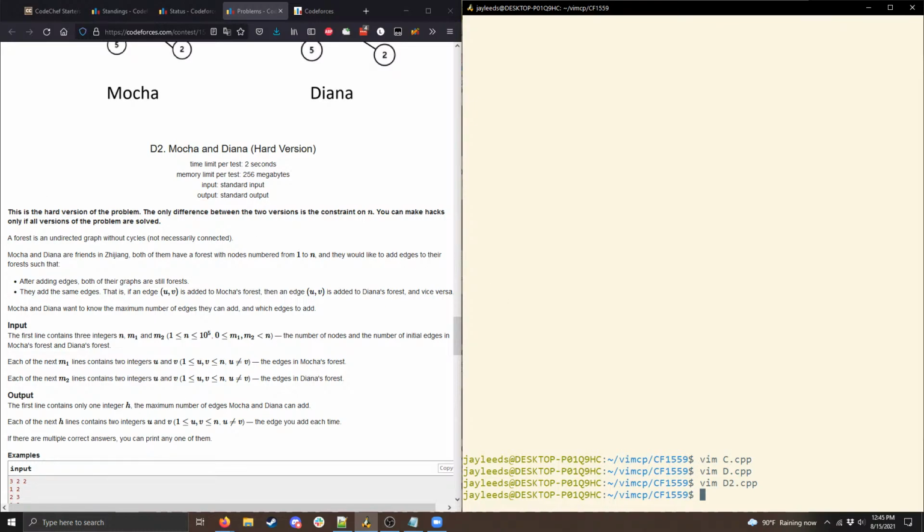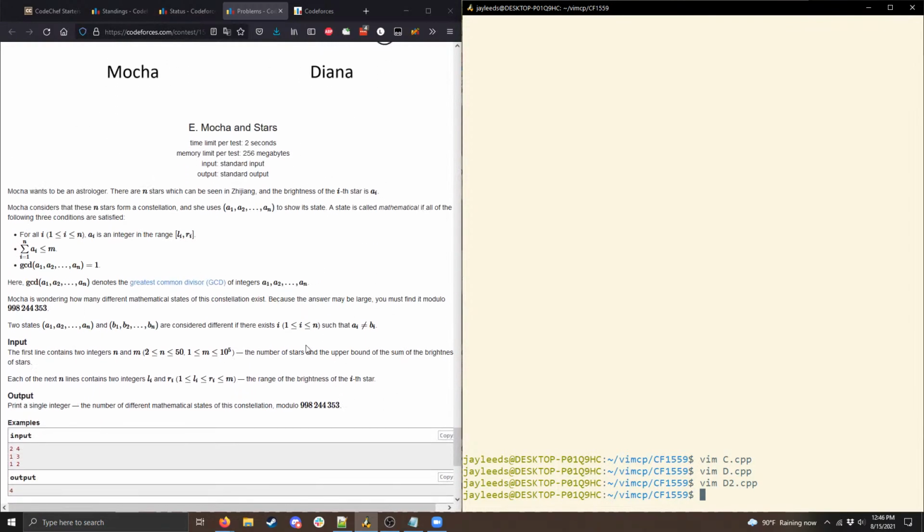All right, so let's look at problem E. We want to count the number of sequences such that a sub i is an integer in the range L sub i to R sub i for all i, the sum of a sub i is less than or equal to m, and the GCD of all the a sub i is 1. And we have to figure out how many of those sequences exist.